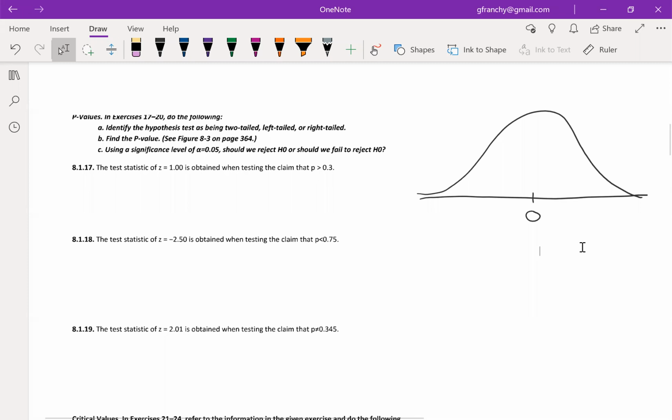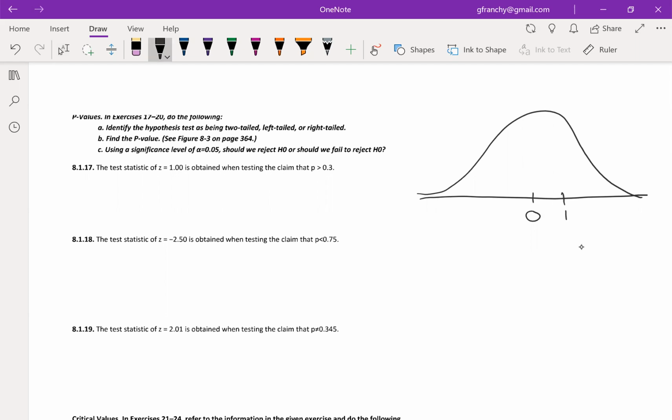Okay, in this next section, they ask us to identify the tail of the test, find the p-value, and then decide whether or not we should reject the null hypothesis. Before I go through this, I do want to talk a little bit about what the p-value represents. I'm going to use items from question 17 here, and I will go back to how I determine what tail test this actually is.